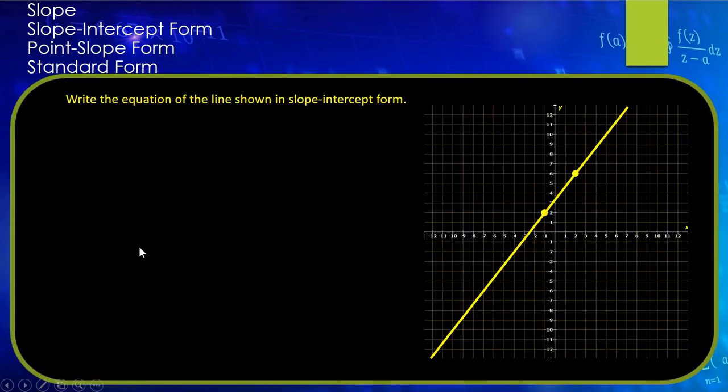So for this first one, you're here to write an equation of the line shown in slope-intercept form. So take a moment, write the equation of this line, and then we'll go through it.